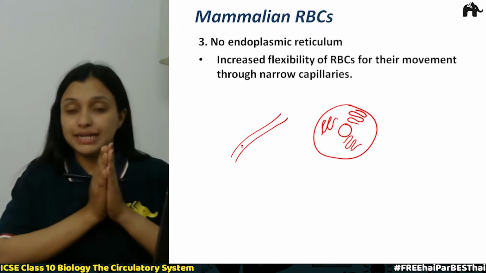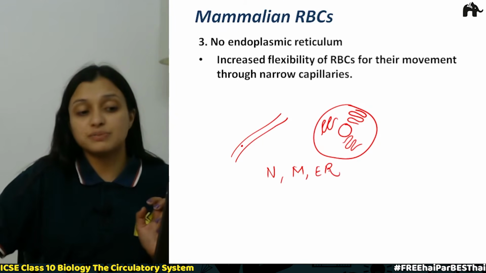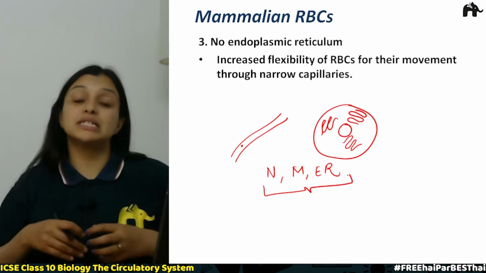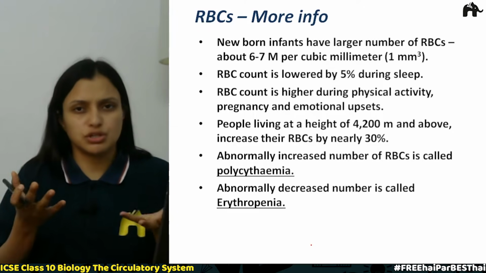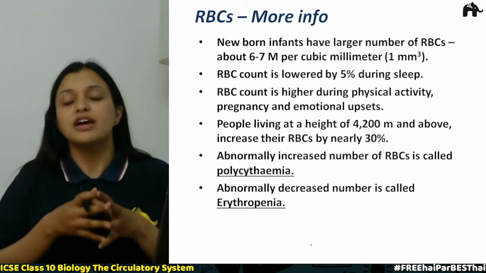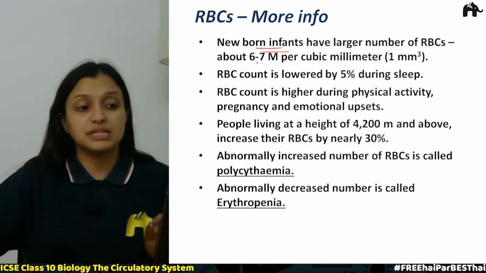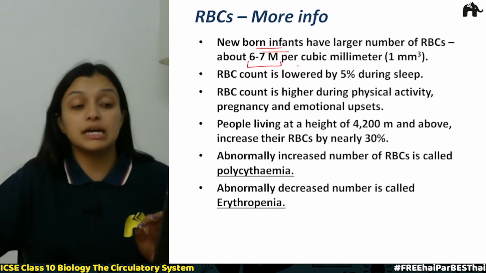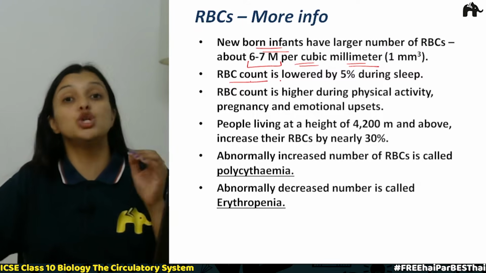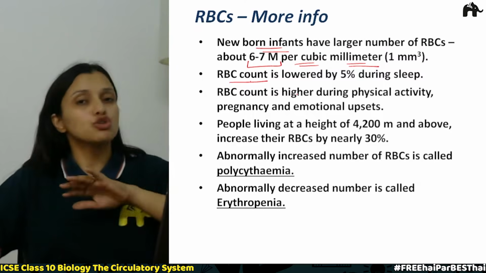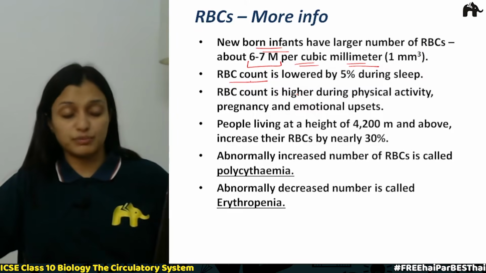So I hope it is very much clear why the absence of nucleus, mitochondria and endoplasmic reticulum makes RBCs more efficient. There is some more information about RBCs which I think you must know. The first is that newborn infants have a large number of RBCs, that is 6.7 million per cubic millimeter, right? The next one is RBC count is lowered 5% during sleep. So after you get up, 5% of the RBCs are removed from your body.